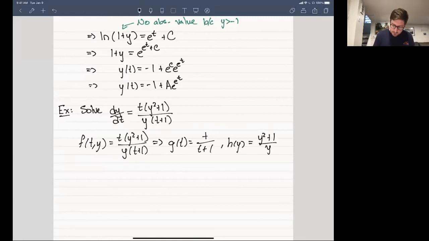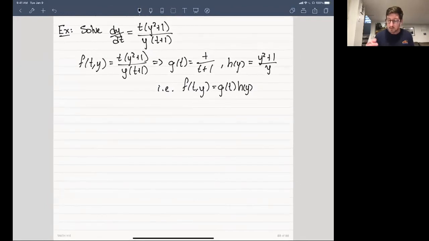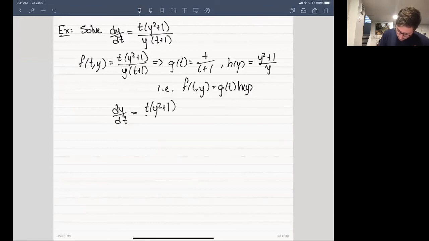And this tells us that my equation has to be separable. I can turn it into a function of t multiplied by a function of y. And so that means that I can use the fact that this is separable to solve this differential equation. So let's write out the differential equation one more time. Sorry, I keep putting x in here. It should be t. So here's the differential equation.